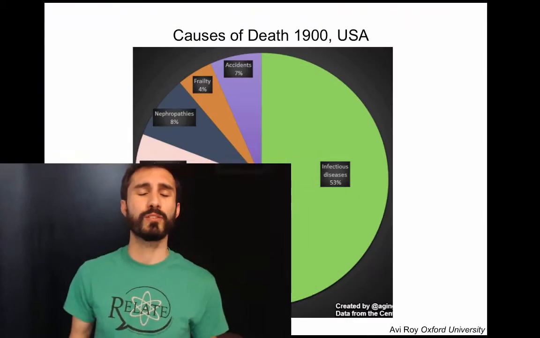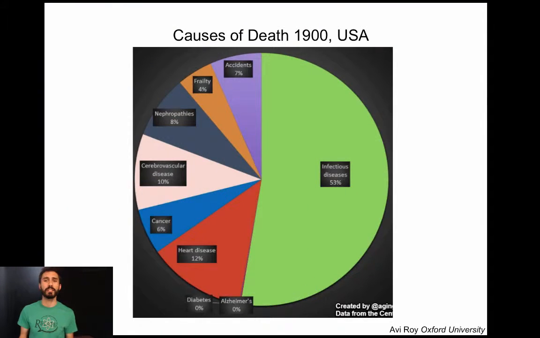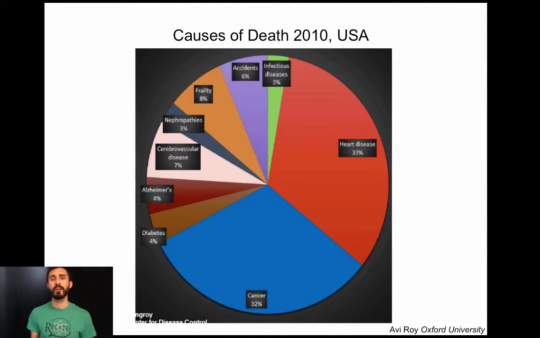So if we look at this graph showing the causes of death in 1900 in the United States, you can see that diseases like cholera that were infectious diseases made up over 50% of the things people died from at that time. Then if we compare that to today, things are in fact very different. In 2010, the infectious disease part of the pie, the green part of the pie, is essentially completely gone due to medical advancement.